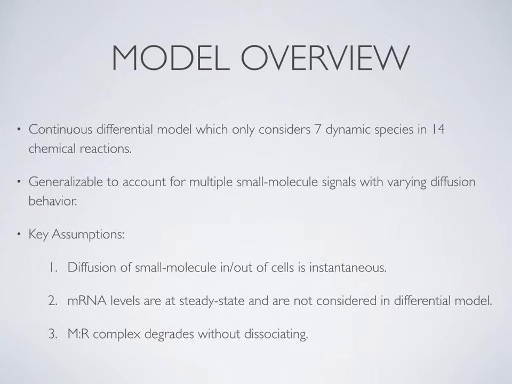In order to observe this system, I used a continuous differential model which considered 7 dynamic species in 14 biochemical reactions. Now, this system is generalizable to account for multiple small molecule signals. That's why I just use the signal M, and my genetic constructs are relatively abstract. In my model, I made a number of key assumptions.